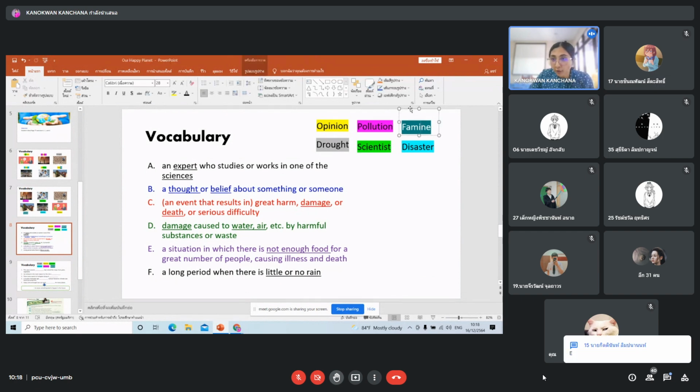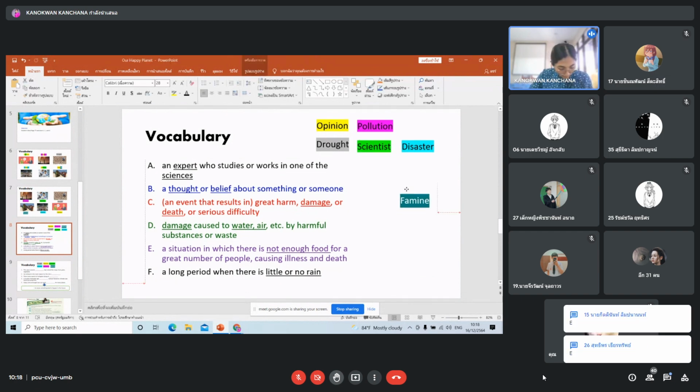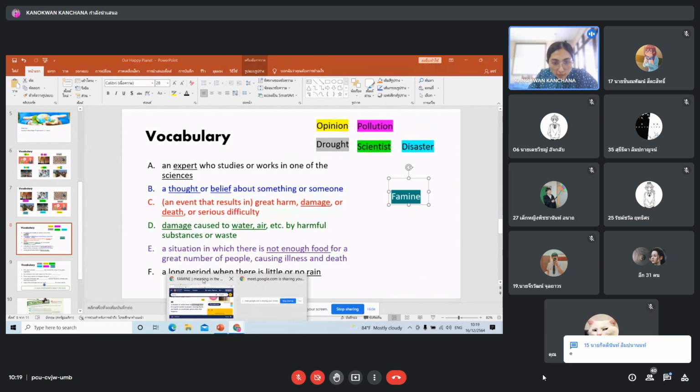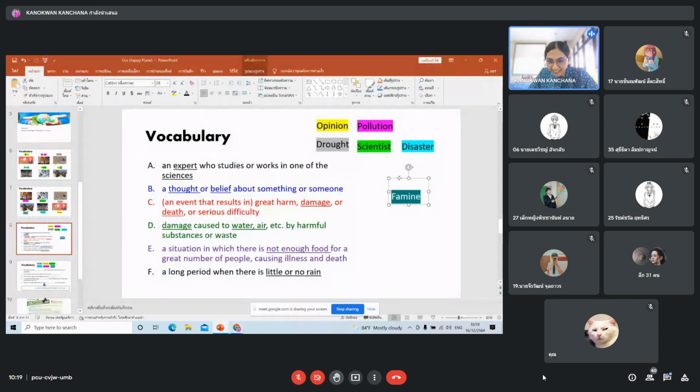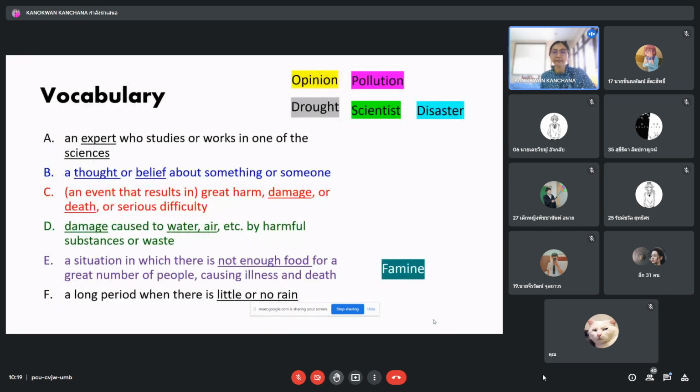We're going to talk about this word, everyone. A, B, C, D, E. Which word? Let me check on this screen how many students share with me. Many students mention E. That's great. Not enough food is famine. Everyone, a nice try and a nice beginning.